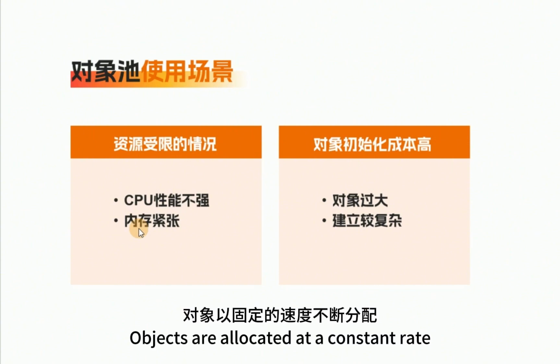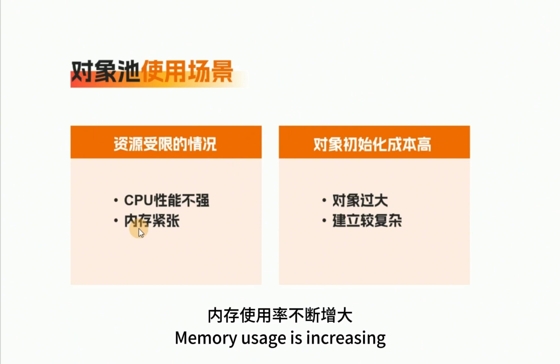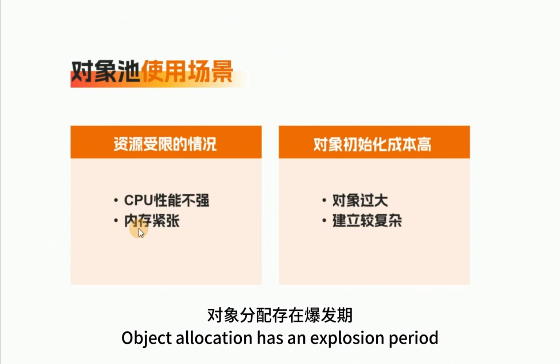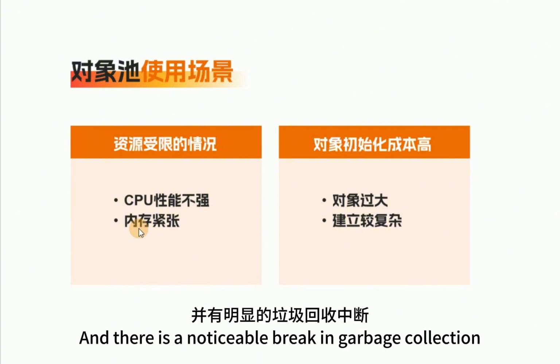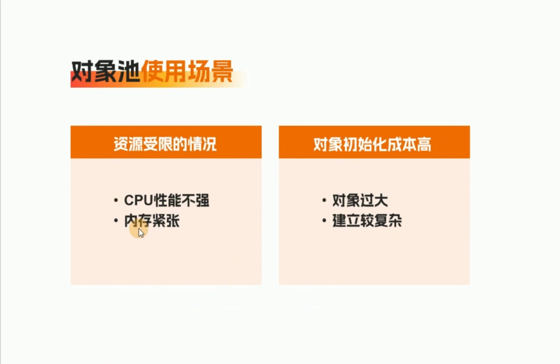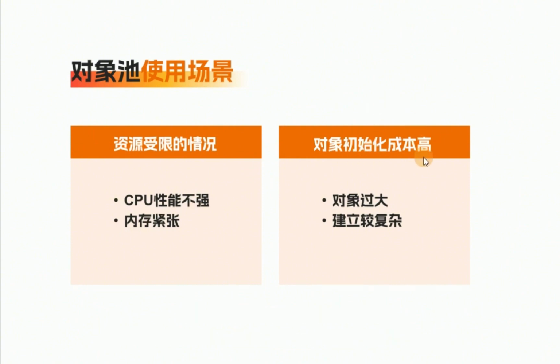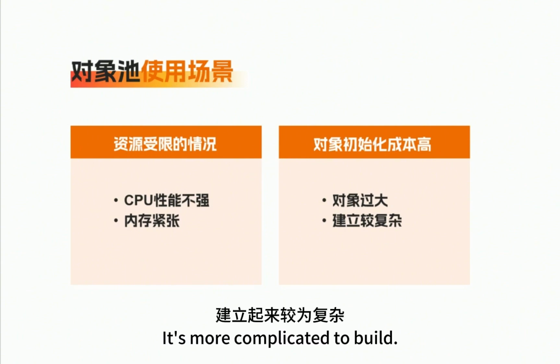Objects are allocated at a constant rate, garbage collection time gradually increases, and memory usage is increasing. Object allocation has an explosion period, and each burst causes a system delay, with a noticeable pause in garbage collection. Or the initialization cost of an object is very high, or the object is too large and more complicated to build.